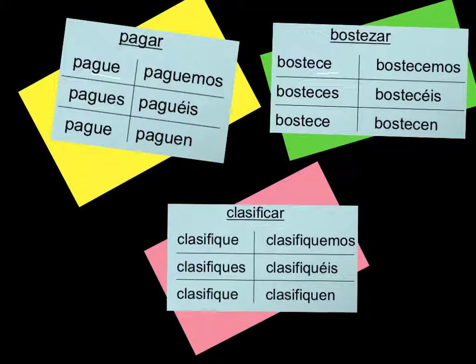And finally we have clasificar, which, as you can guess, is our example for the CAR ending. Now here, in order to maintain that car sound, for the conjugating, you have qu at the end, so clasifique, to maintain that pronunciation.